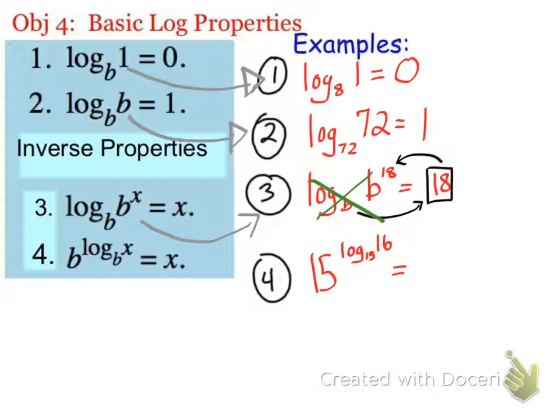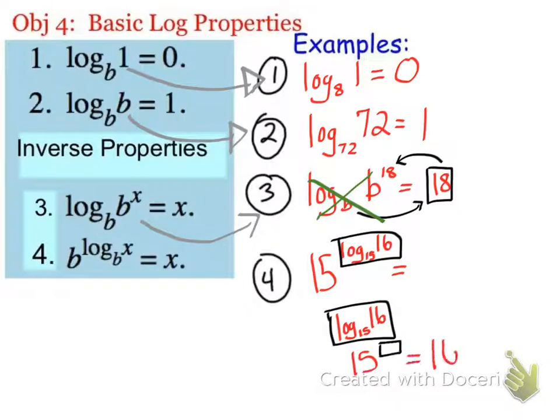Now the same works for this next property, but it's much more tricky to understand. 15 to the power log base 15 of 16. We're first going to analyze what that power is, that power of 15 with the logarithm in it. We're going to look at what that black box equals. That black box is asking log base 15 of 16. That is saying 15 to what power equals 16. That's what that black box is. It's the power of 15 to get an answer of 16.